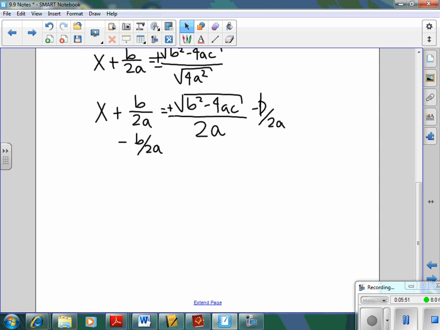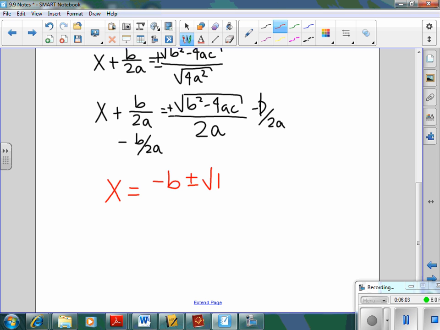So now x is finally alone. And x equals, since these have the same denominator, we can combine them. Negative b plus or minus the square root of b squared minus 4ac, all divided by that same denominator, which is 2a. And there you go. There is the quadratic formula.